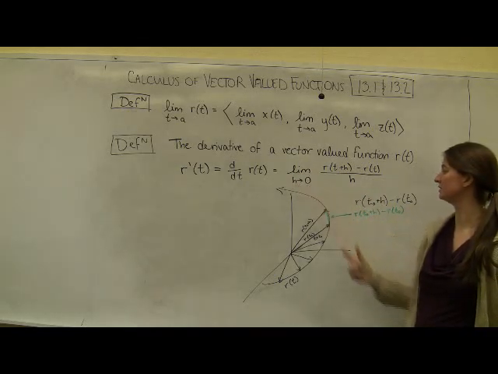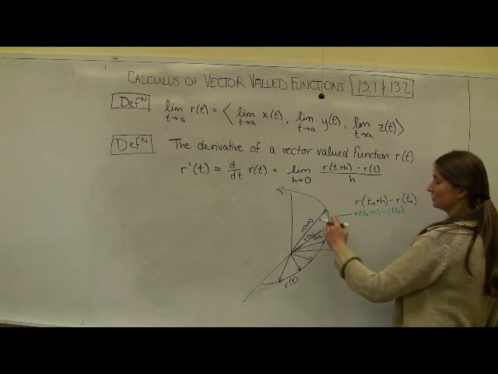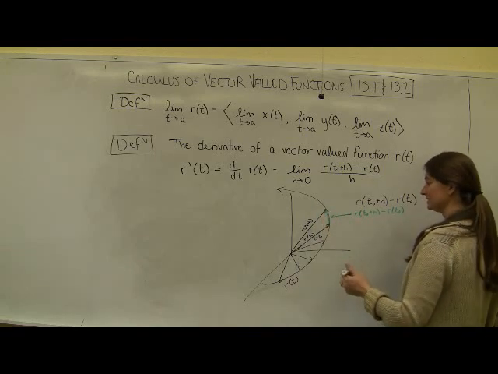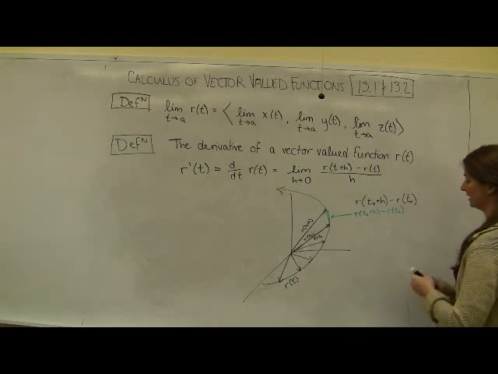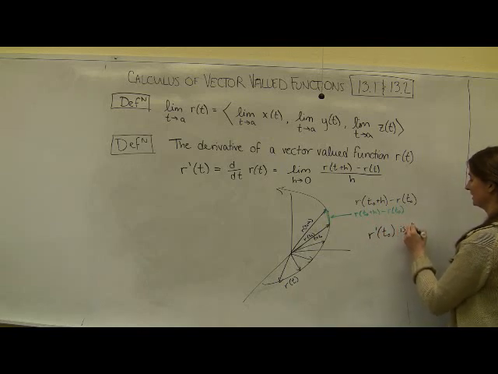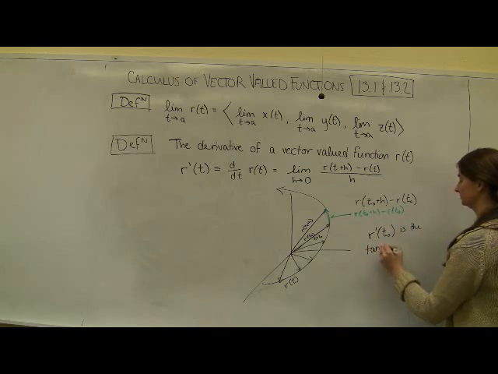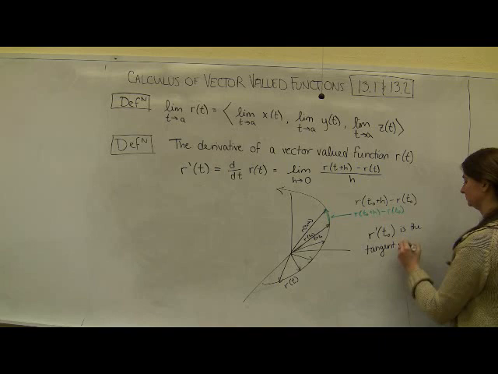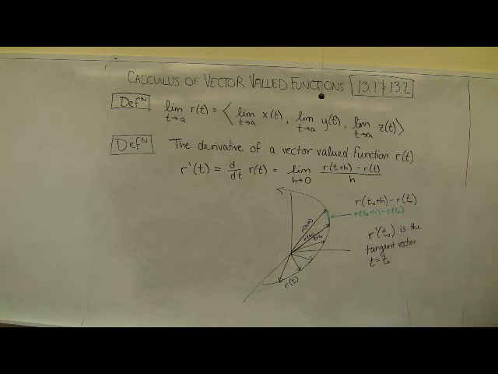The limit as h goes to 0, our h's are getting smaller and smaller and smaller. It doesn't actually shrink the vector. What you end up getting is a tangent vector. So I'll write that to keep that on the board, that r prime at t naught is the tangent vector for when our time is equal to t naught.